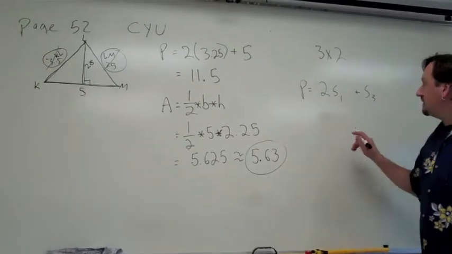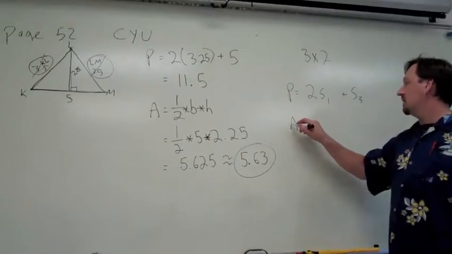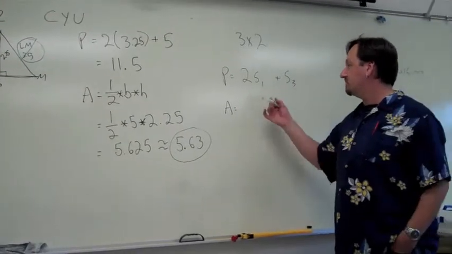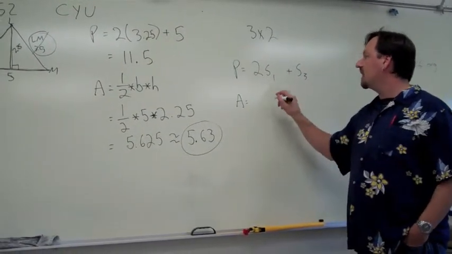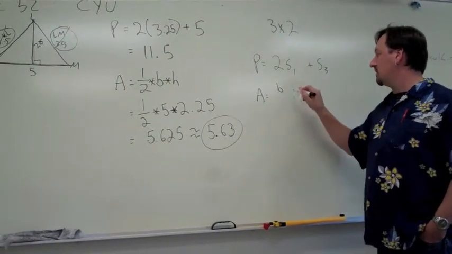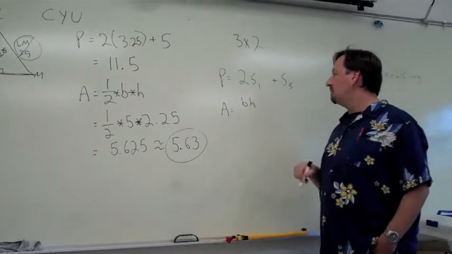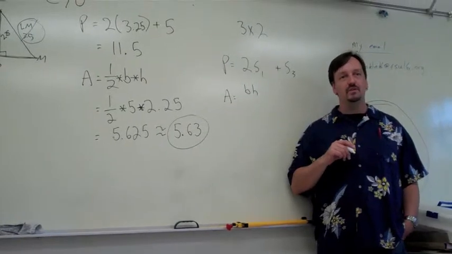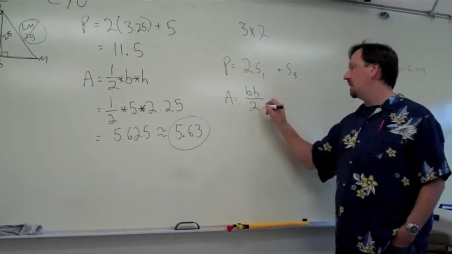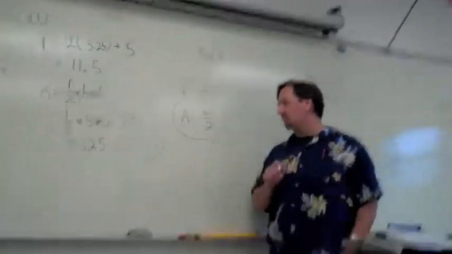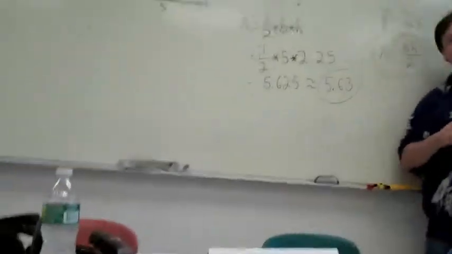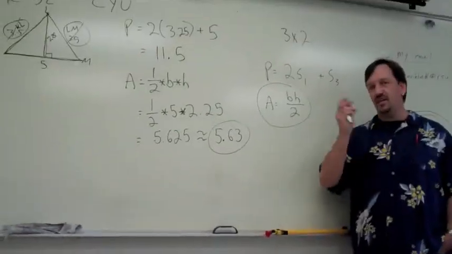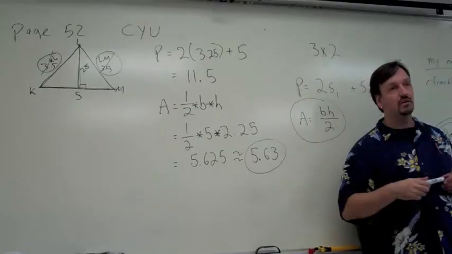On the other hand, the area formula, to make an area formula for this, it's exactly what's right there. I'll just write it a third way, right here. B and H next to each other is always going to mean B times H. And over 2. Dividing by 2 and multiplying by 1/2, same exact thing. You get the same answer, so it's the same operation as earlier.